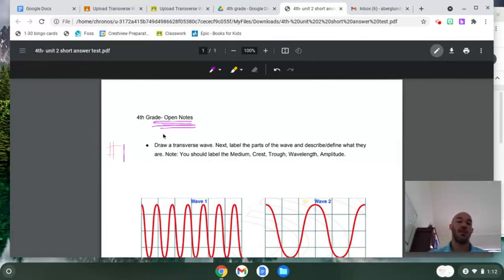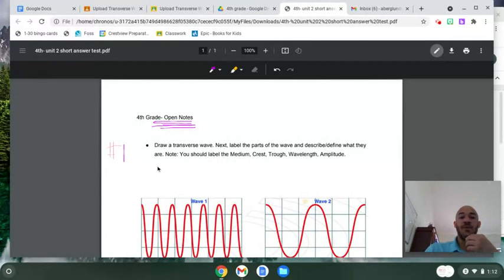Question number 1. You can see question number 1 right here. You do not have to write the question. All I'm asking you to do is write number 1 at the top, so I know you are responding and answering to question number 1.